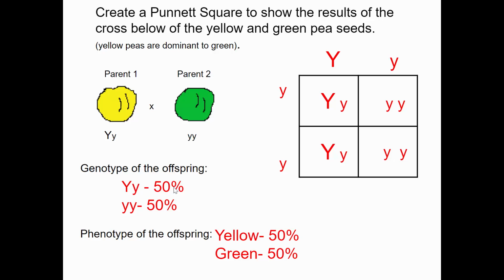Wait, so yes, it says here yellow is dominant. So Y and what? Capital Y, lowercase y? No, capital Y, capital Y, say 1, right?